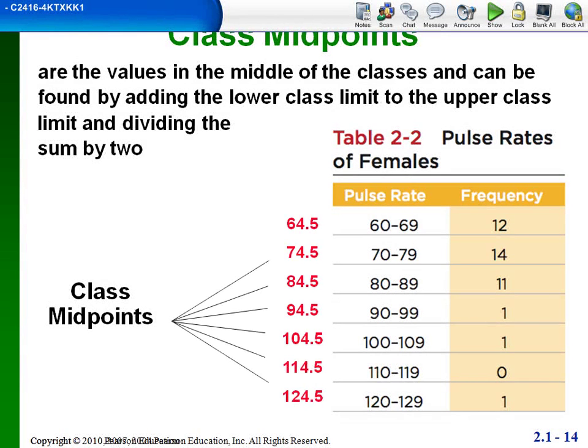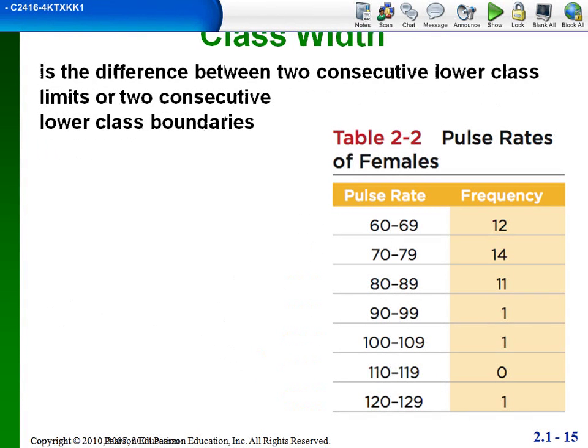70 plus 79 and divide it by 2. 80 and 89 and then divide it by 2. So we're adding them together and dividing it by 2. Now I'm going to repeat all this again. So don't worry if you feel like we went real quickly there. Basically, those are the midpoints.